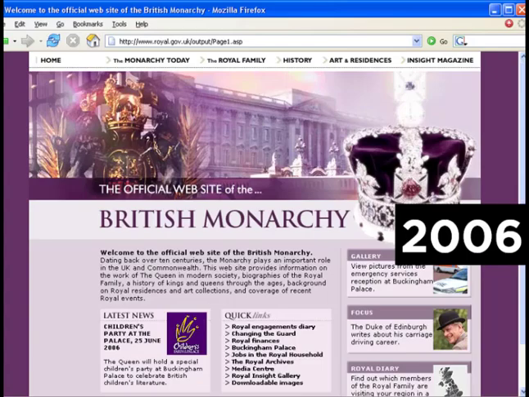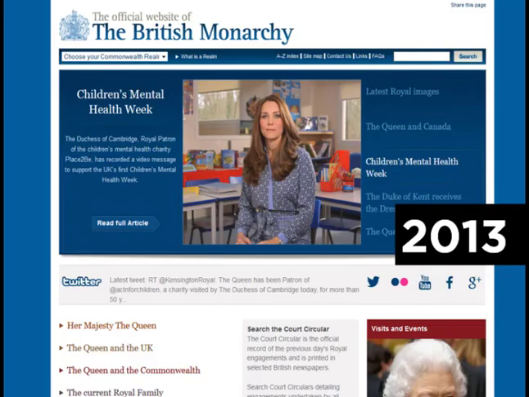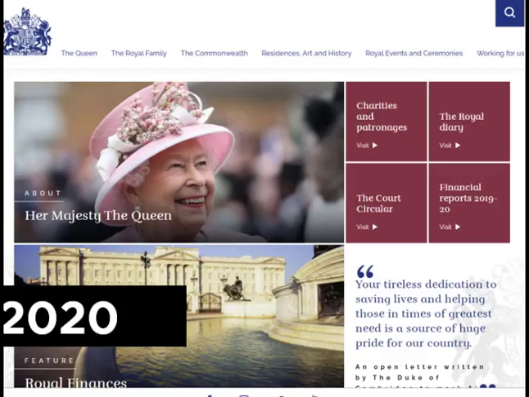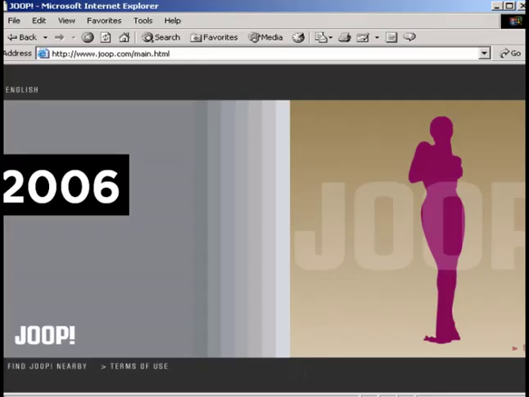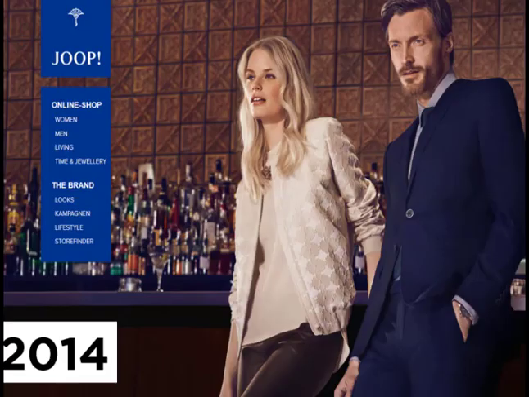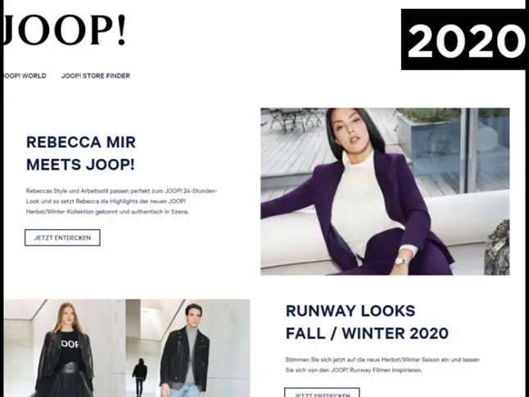This was the royal main page in 2006. The official website of the British monarchy, and big changes 7 years later in 2013. In 2020, we see that strong royal blue still, but we also see this wine burgundy purple. Jupe went the same path that the British royalty did. In 2006, they used purple. By 2014, they were using shades of blue, including a purplish blue, and more minimalist today, but with pops of purple, mainly in the photographic content.